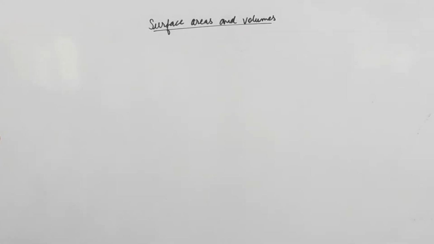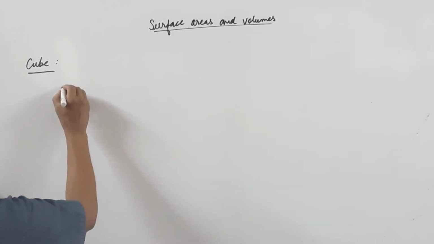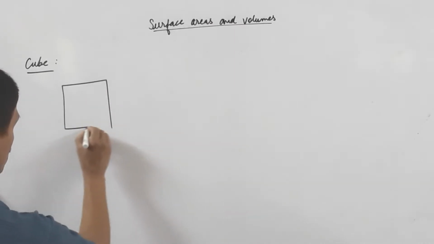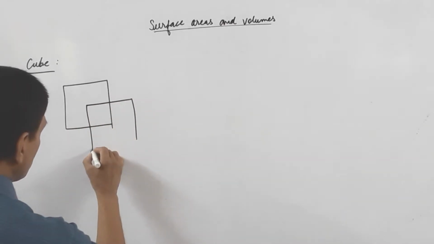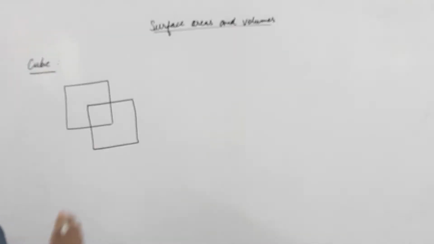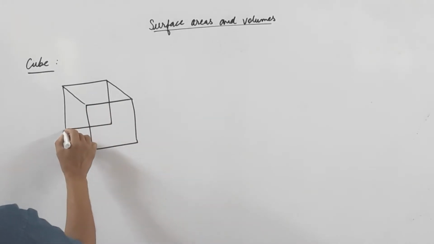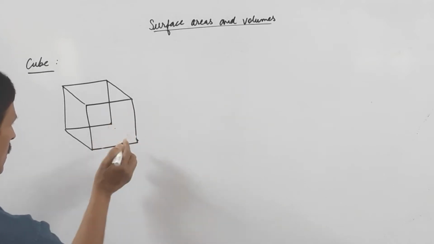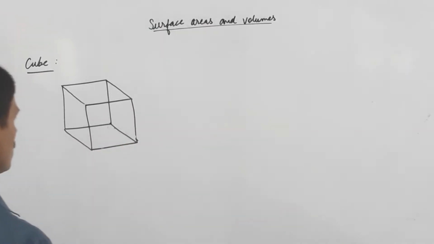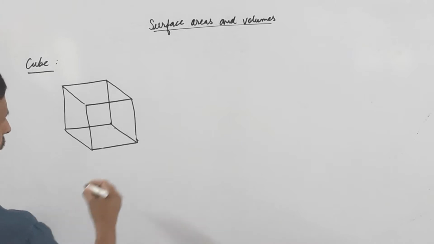Next one is a cube. It is a solid which is having 6 equal squarish surfaces. The edges of cube are all equal.